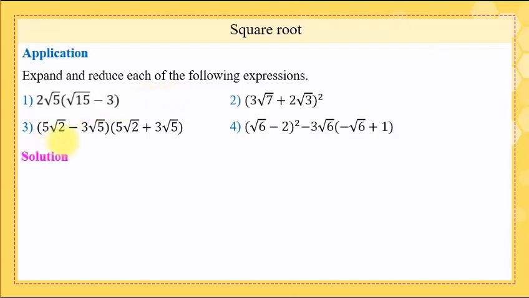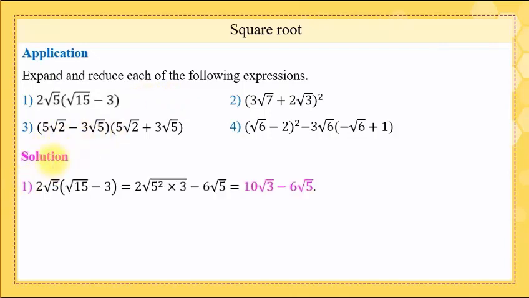Okay, the solution. Part 1. Here we expand manually. 2 radical 5 times radical 15, and then 2 radical 5 times minus 3. Then we have 2 radical 5 power 2 times 3, because 15 is 5 times 3. And when we multiply 5 by 15, we will get 5 power 2 times 3.